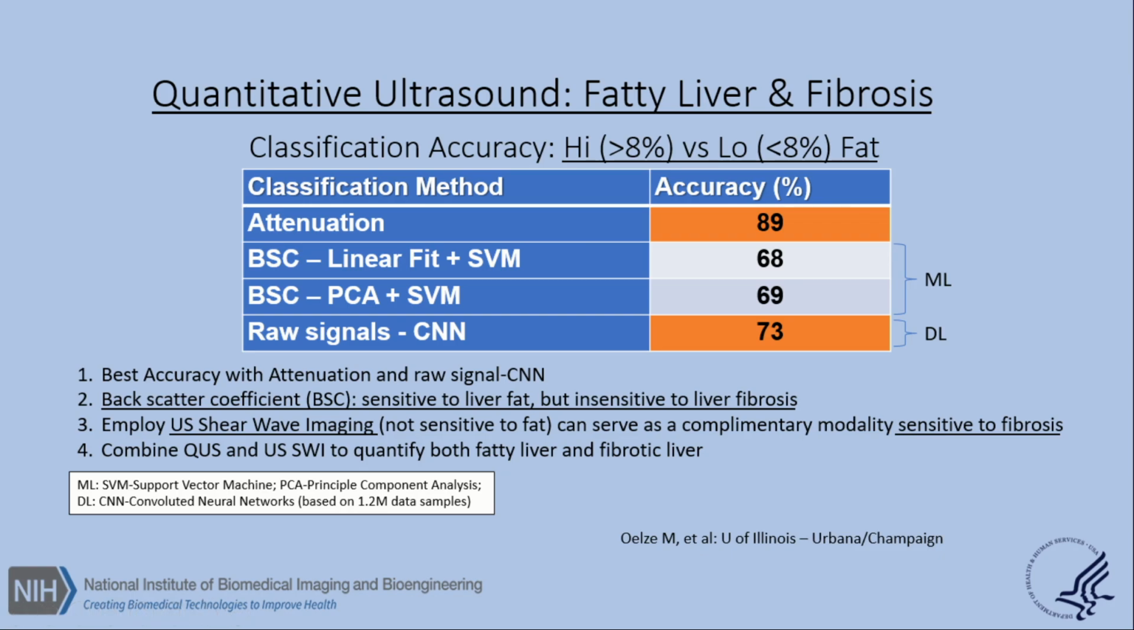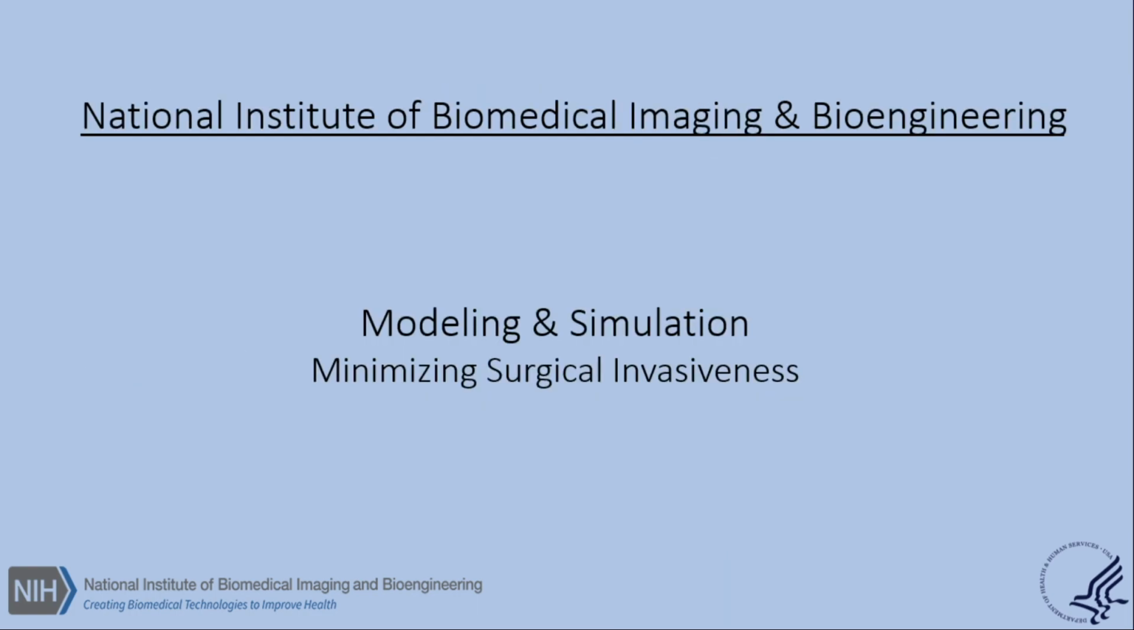So where the shear stiffness is high, you can say, well, that's fibrosis. And this other thing, where we're getting a backscatter signal, is fat. So you can tell how much there is in a given patient. Again, it's an embryonic technology.